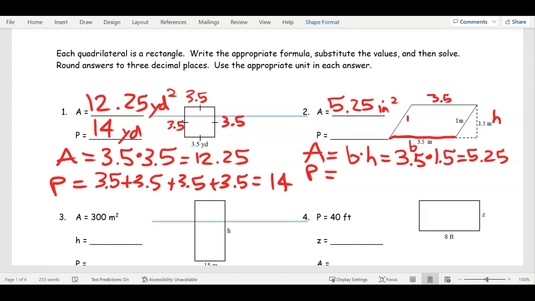3.5. Not 1.5. So that's the height. It's dashed. 1. 3.5, 1, and then also 3.5, 1. All 4 sides got to be added together. Okay? Let's do that. 3.5 plus 1 plus 3.5 plus 1 gives me, you should get 9, and that's going to be measured in inches. Not inches squared, just regular old inches, because you're going around the edge. Okay?